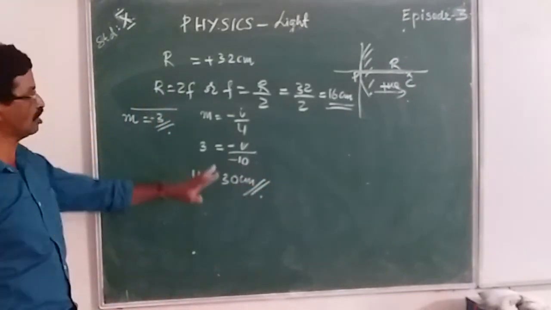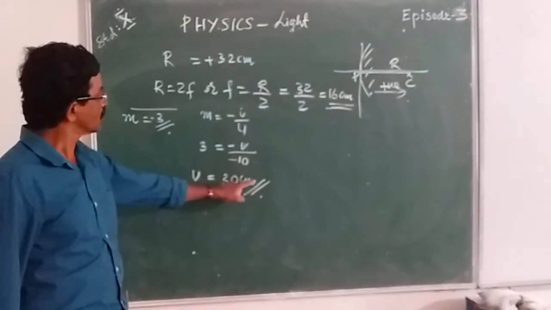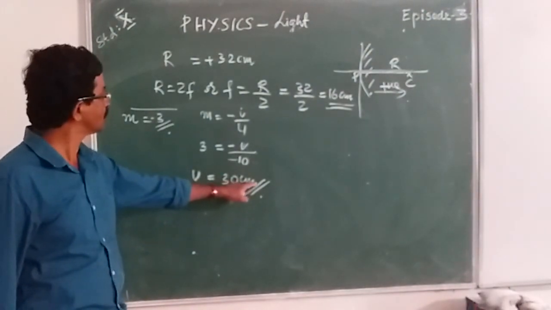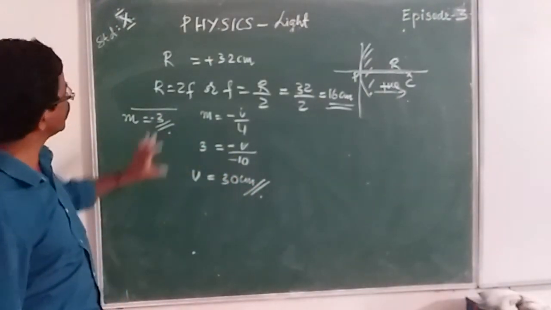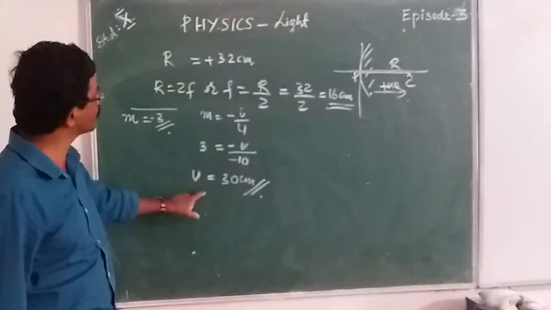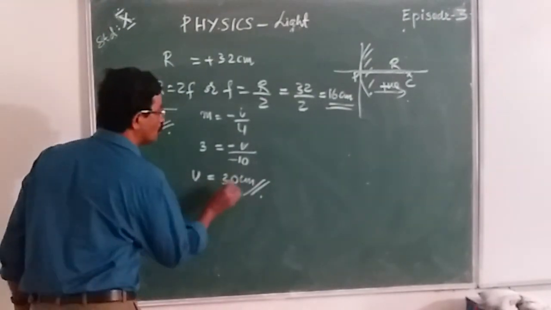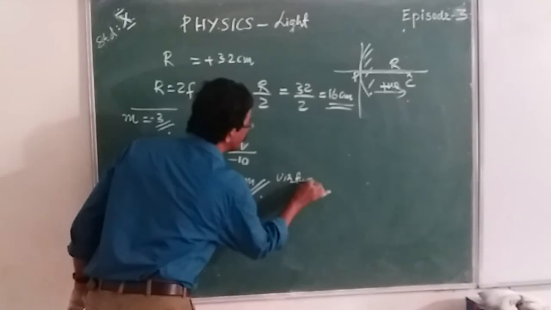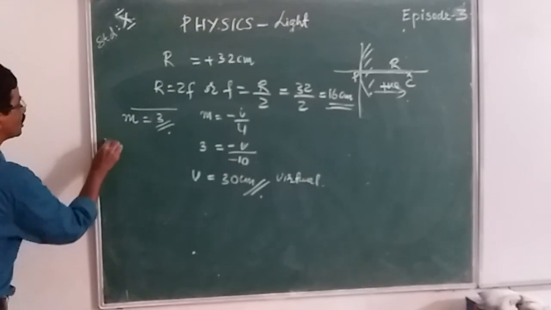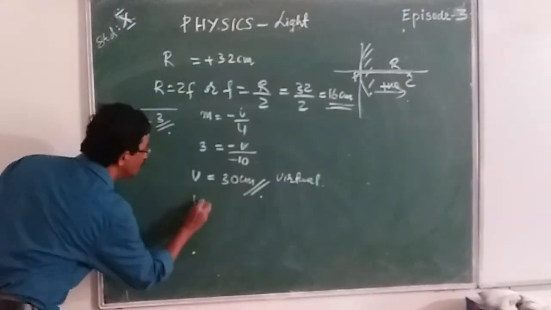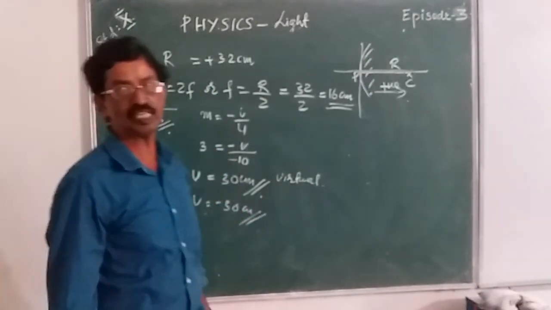If v is equal to 30 centimeter, that means it is a virtual image, v is equal to plus 30 centimeter. If we take M as minus 3 times, then we get v as minus 30 centimeter. So both cases we can consider.